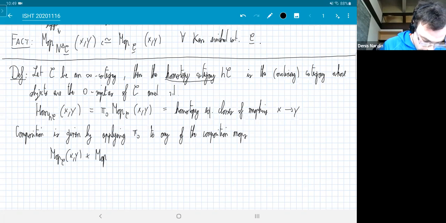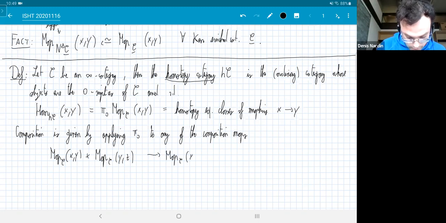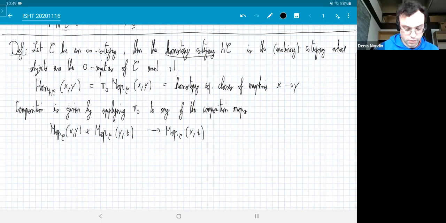And which one you choose doesn't matter because they're all homotopic, so the map induced on pi naught is the same. And actually, I haven't even said it, but you have to check that these composition maps are associative up to homotopy and so on, in order for these to actually give you a category. But again, this is just playing with simplices. It's not a hugely complicated proof.